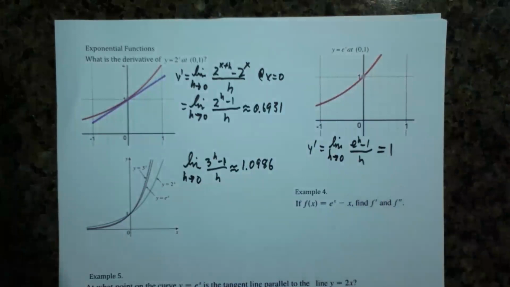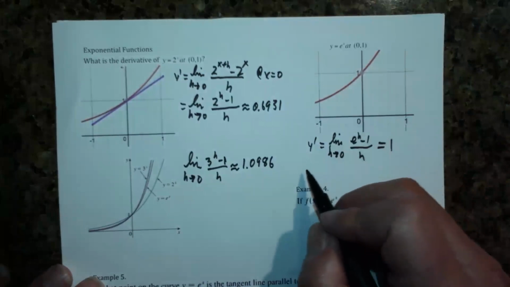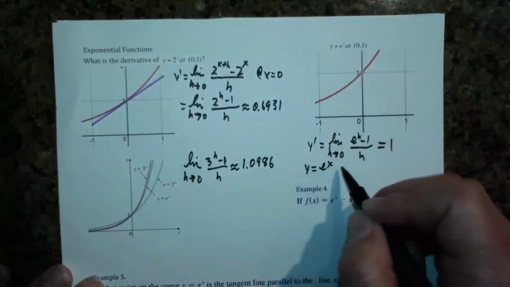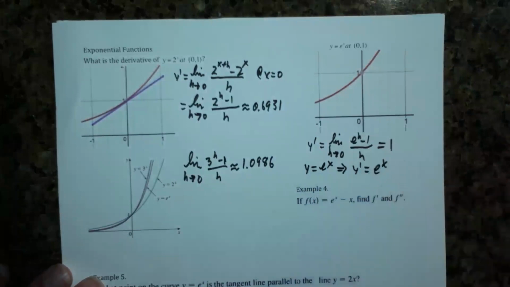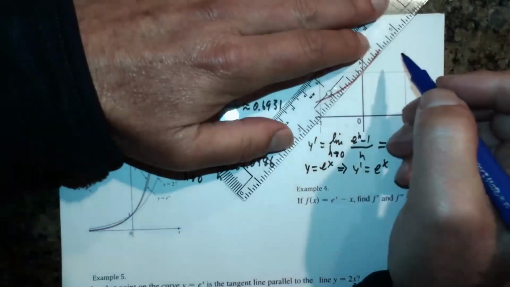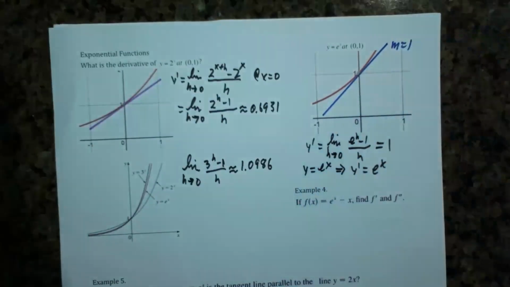What that means for us is when we go through and do the full-on derivative, we're going to have that y equals e to the x means that y prime is also e to the x. So this is the only function that when you take the derivative, you get the same function back. And what we're saying with this is that this slope here is exactly 1, which is pretty cool.